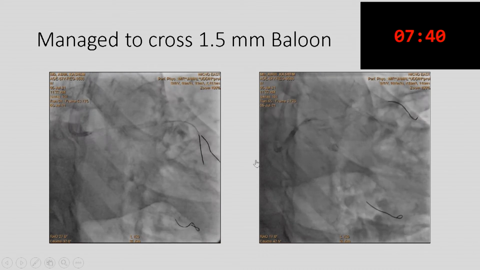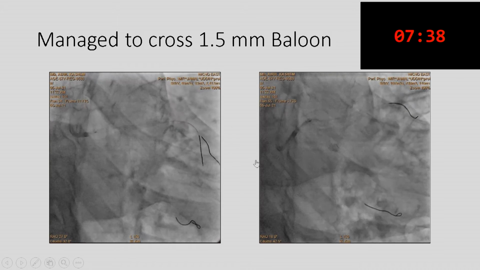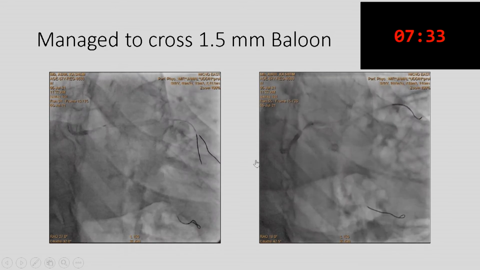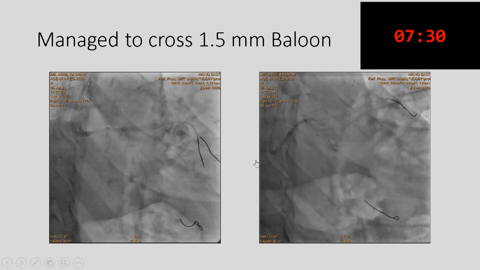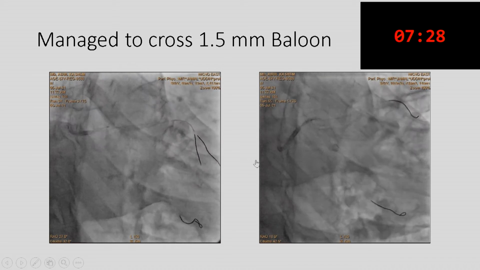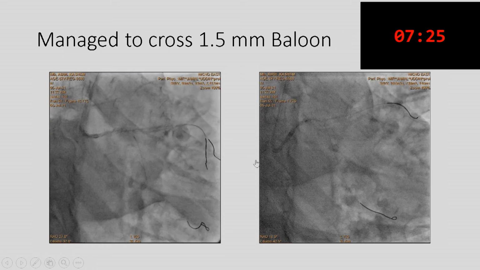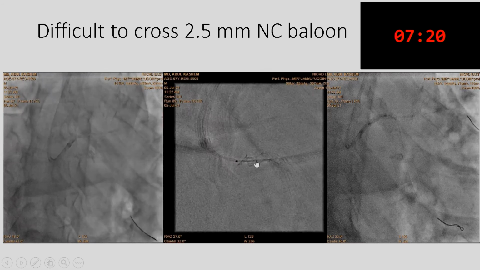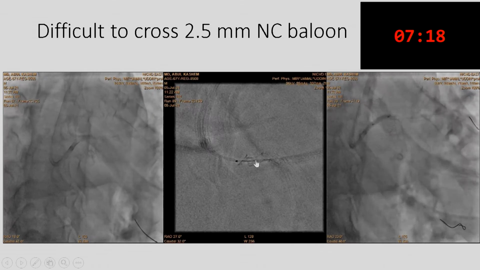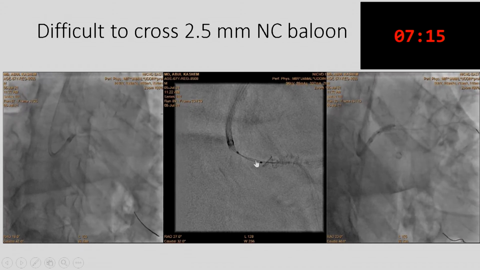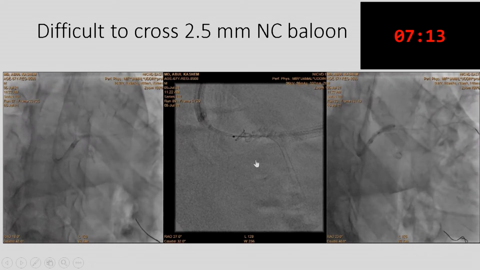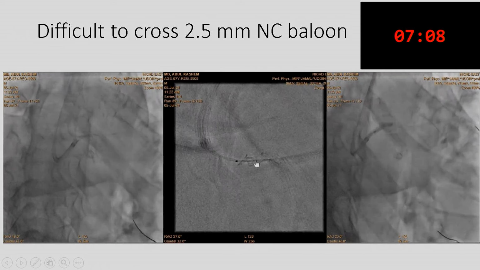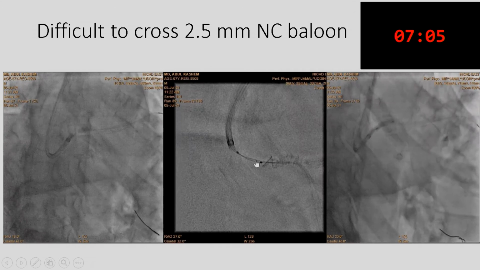Luckily my two wires were in situ, meaning that one was in the left circumflex and one in the left anterior descending artery, and I recrossed through this shadow sequentially from a small balloon to larger, and post-dilated this ghost shadow. In the middle panel, you are seeing the distorted stent, the ghost-like shadow. And we have done the post-dilatation on the right panel in this ghost.